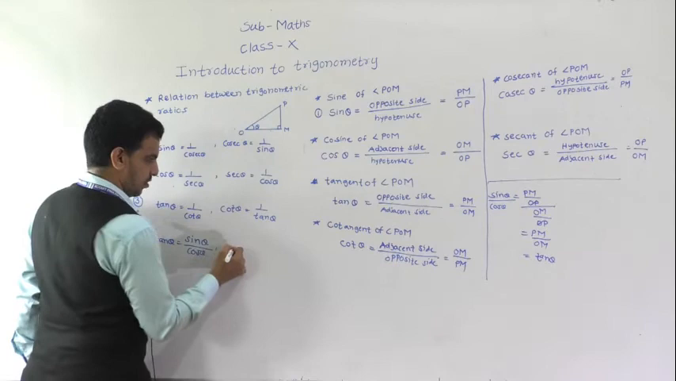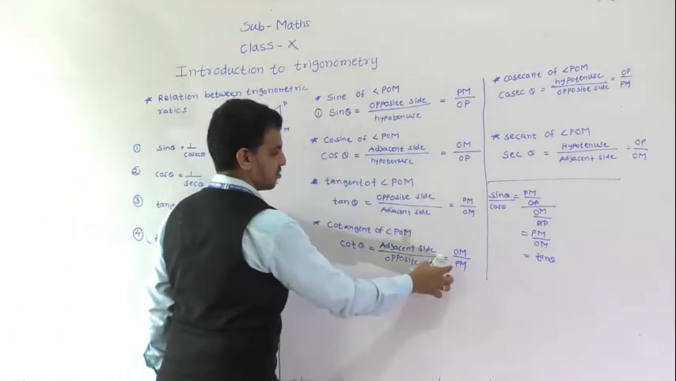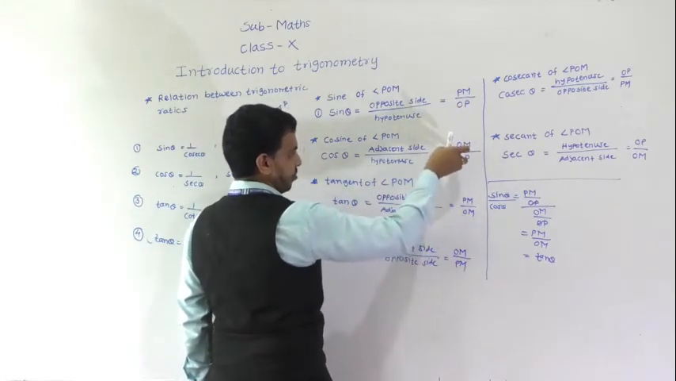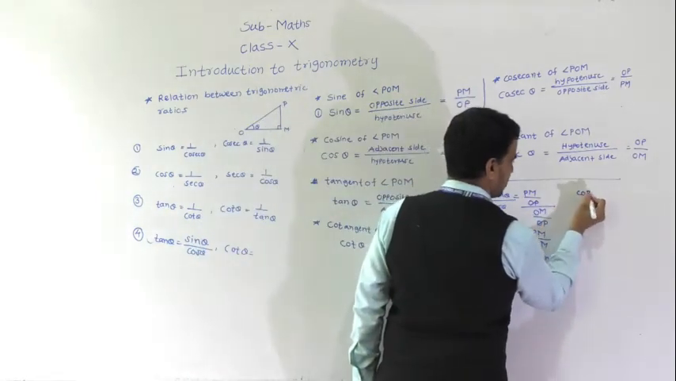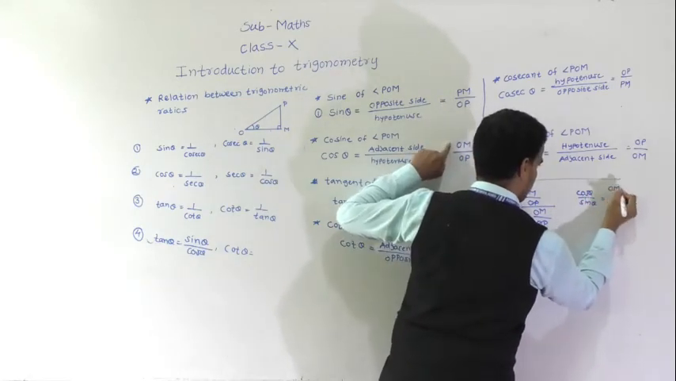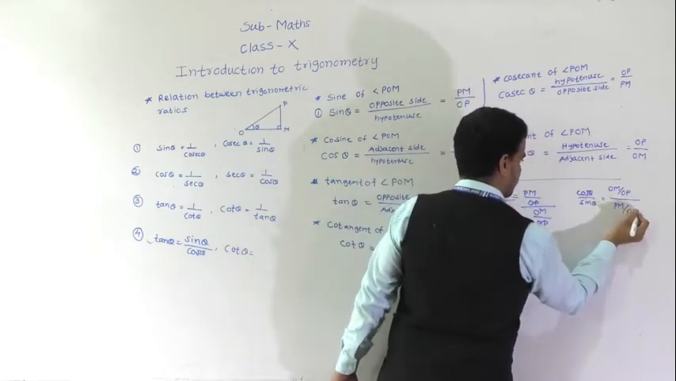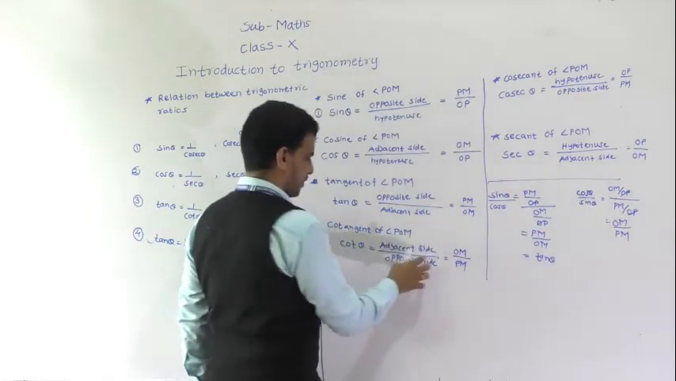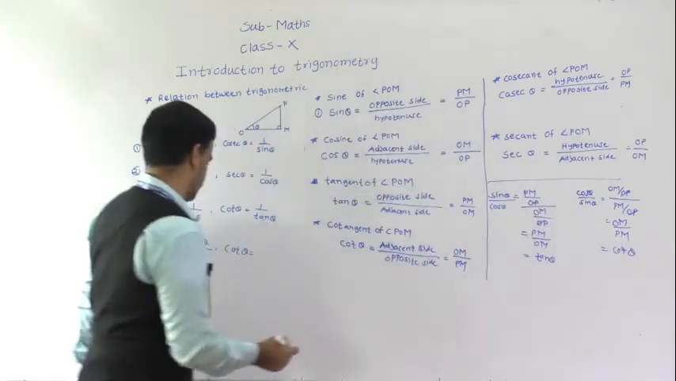Similarly, how will we get cot theta? If we divide cos theta by sin theta, cos theta is OM by OP, and sin theta is PM by OP. So OP will get cancelled, we will get OM by PM. Now OM by PM means cot theta. So cos theta by sin theta is cot theta.